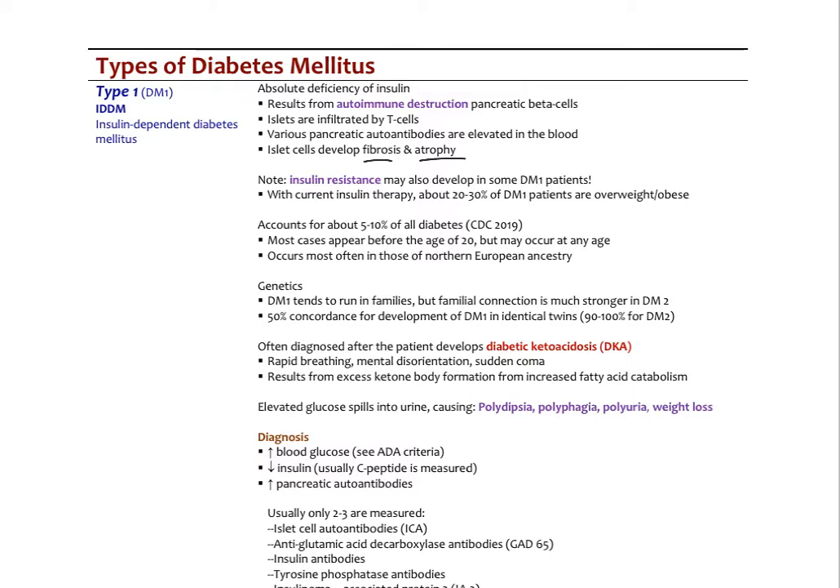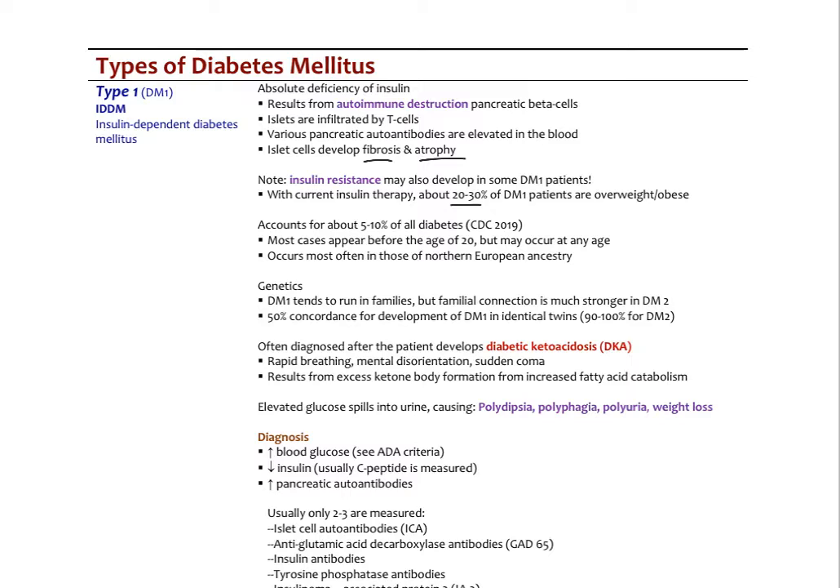Now, insulin resistance can also develop with type 1 patients. And with current insulin therapy, about 20 to 30% of type 1 patients actually develop insulin resistance, and they actually are overweight and obese as well. So this is something I'll talk about later with insulin resistance. Importantly, not all patients with obesity are insulin resistant. We have cases of insulin resistance in very thin patients, and so body weight is not the only factor there.